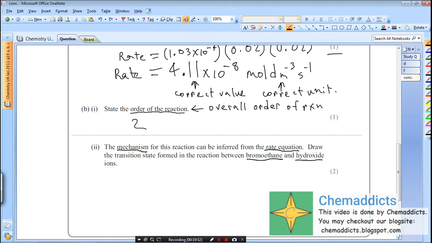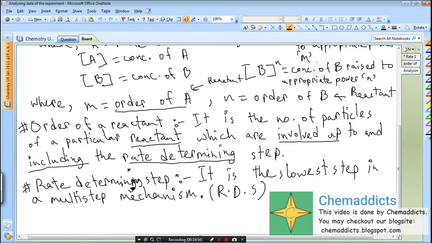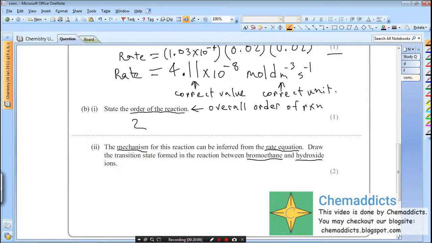According to the definition, it is the number of particles of a particular reactant which are involved up to and including the rate determining step. The rate determining step is the slowest step in a multi-step mechanism. So the overall order of this reaction is 2, which implies that there should be two particles present up to the RDS step. That means there should be two particles present in this RDS step.